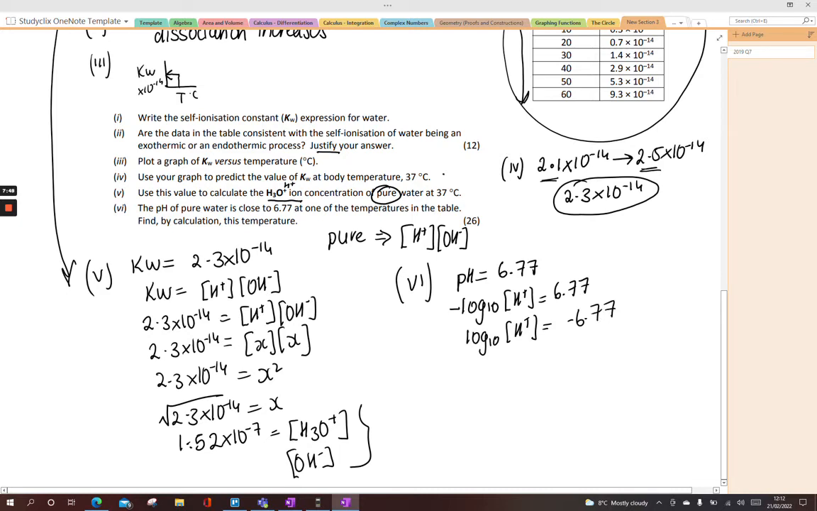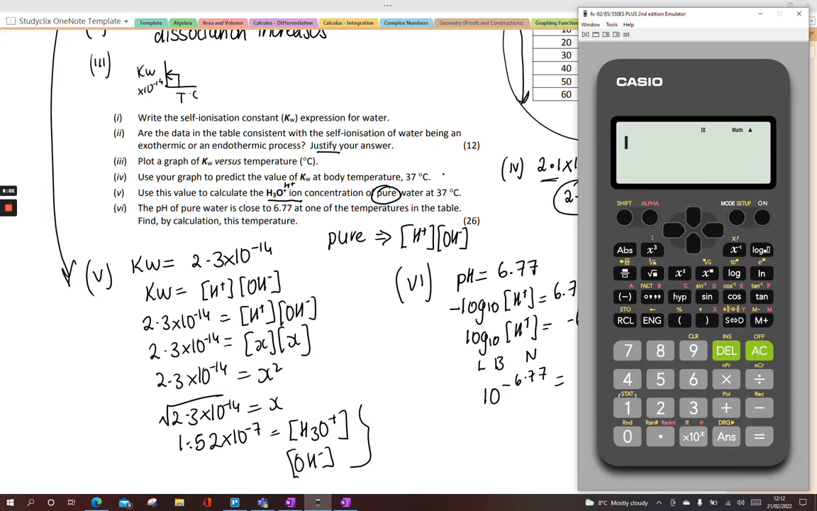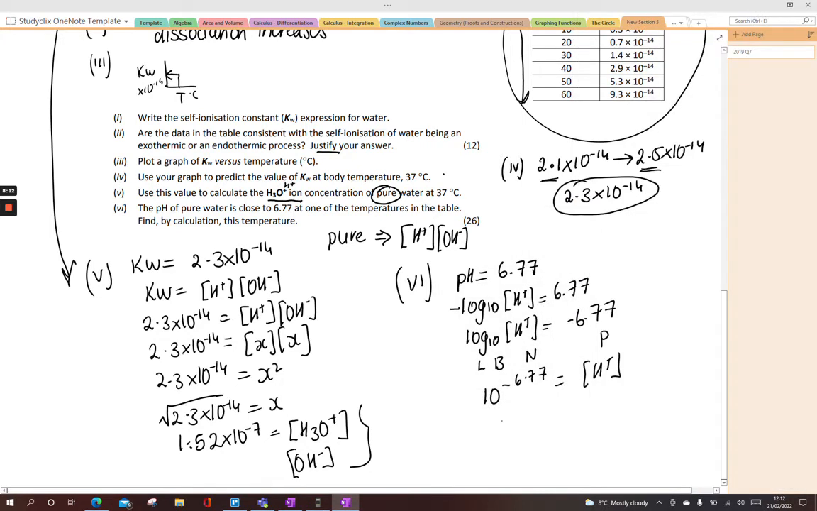You can use your anti-log or use what I use. Liverpool beats Newcastle powerful. Remember your B just stands for your base. There's my power, and my number there is H plus. So I'll throw that to my calculator, or the anti-log, shift log, minus 6.77. 1.7, say, by 10 to the minus 7 is equal to H plus.